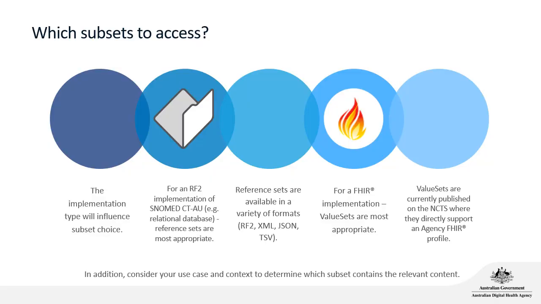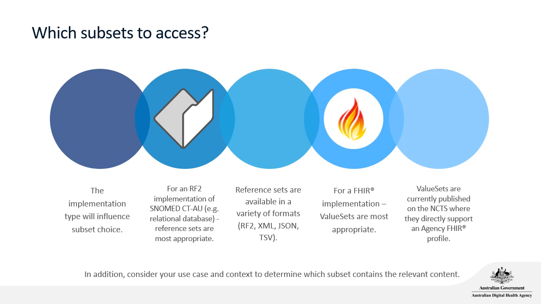So how do you know which subset type to choose? The type of implementation will determine which type of subset is most appropriate. The purpose and intended use of the subset can also impact subset choice. As an example, if you had a native implementation of SNOMED CT-AU in a clinical information system, then reference sets would be most appropriate. Whereas if you had a FHIR implementation that needed particular subsets to conform to agency FHIR specifications, then FHIR ValueSets would be appropriate.